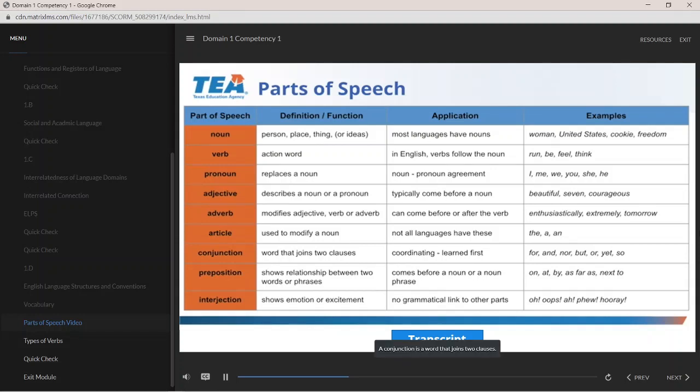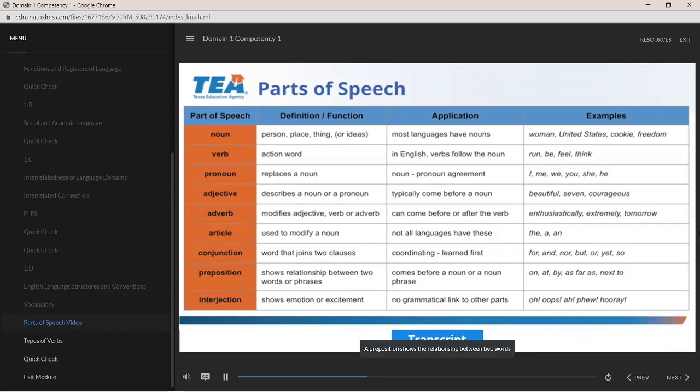A conjunction is a word that joins 2 clauses. Coordinating conjunctions are the ones typically learned first. These include what English teachers like to call fanboys: for, and, nor, but, or, yet, so. The other two types of conjunctions, subordinating and correlative, will be explained shortly in this video.